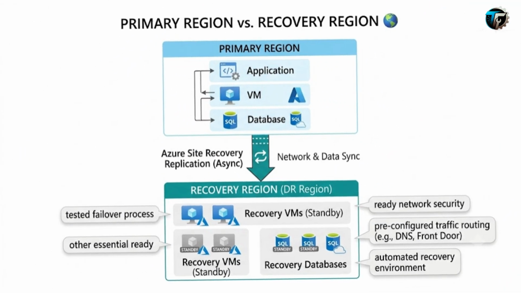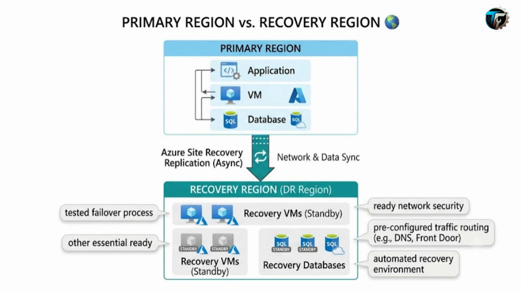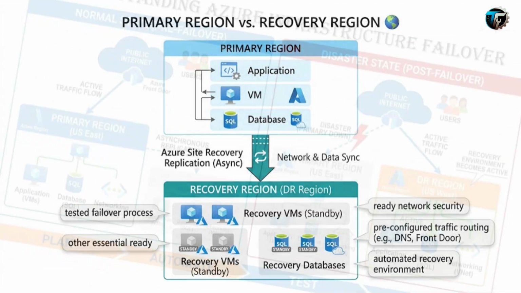A typical disaster recovery architecture uses a primary region and a separate recovery region. The primary region handles normal production traffic. The recovery region is designed to take over when required. But notice something important. The recovery region isn't simply a copy sitting there without a plan. We need replication, networking, dependencies, DNS or traffic routing, security and a tested failover process. That's where architecture becomes critical.